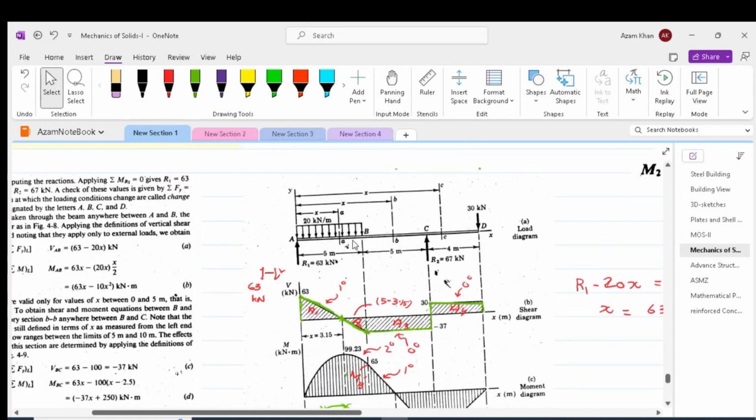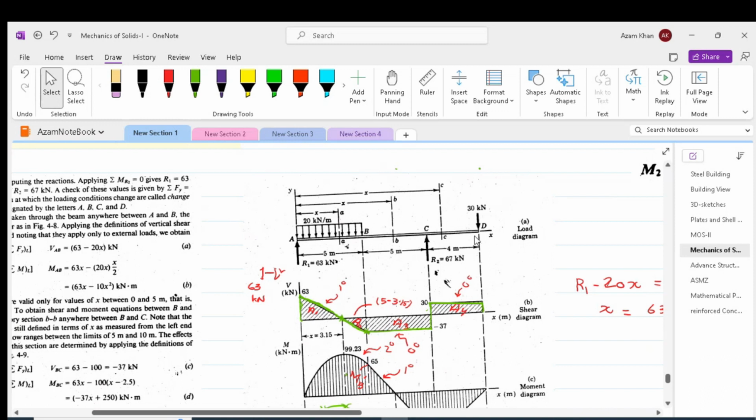Now let us move to segment BC. First of all, in BC, we see that there is no external load. Please note that for drawing bending moment and shear force diagrams, the external loads are the applied loads and the reactions. So segment BC has got no load. That means the shear force will be one degree up, which is 0. So we have a 0 degree curve for segment BC.